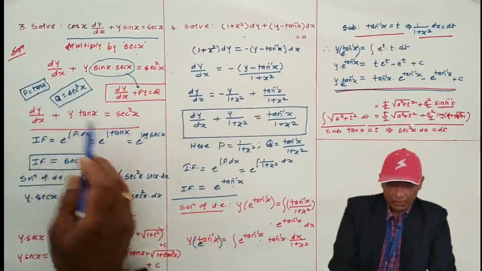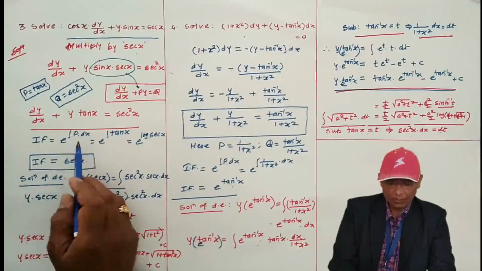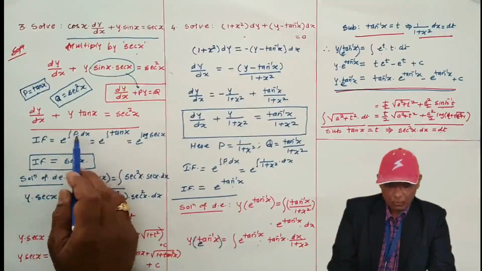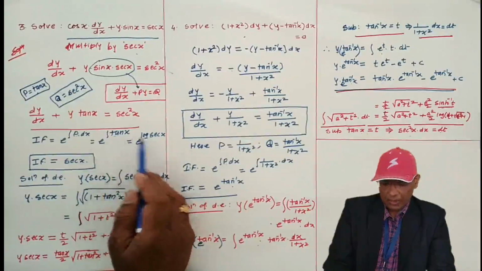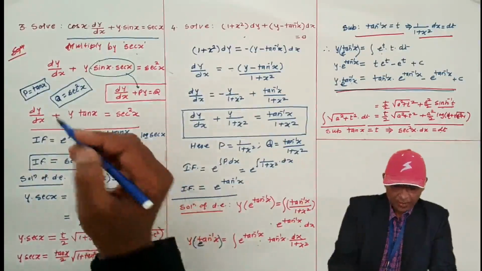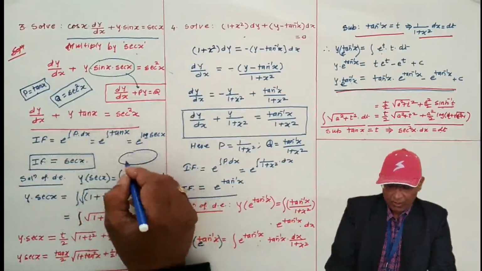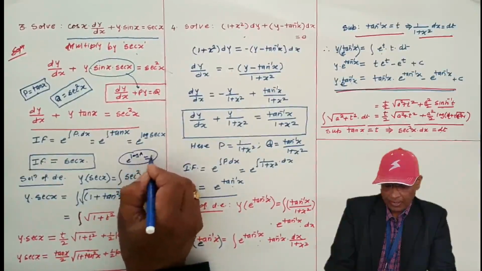Then once you get p and q, find the integrating factor. The formula for the integrating factor, type 1, is e to the power integral of p with respect to x. Put the value of p, then the integral of tan is log of sec x. e to the power log of sec x is sec x, because e to the power log of a is a.